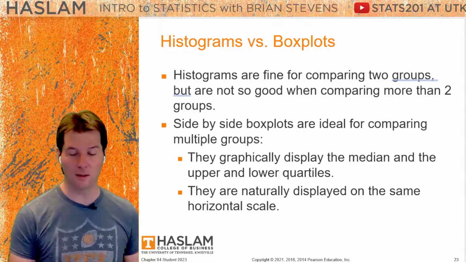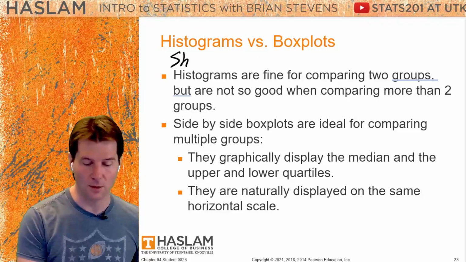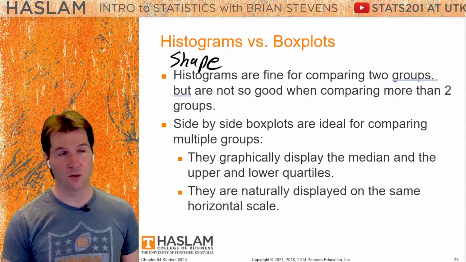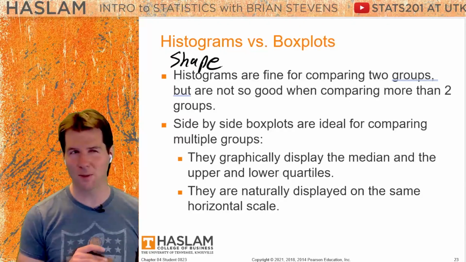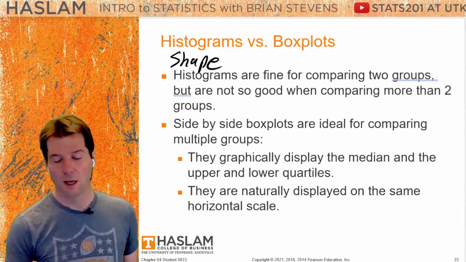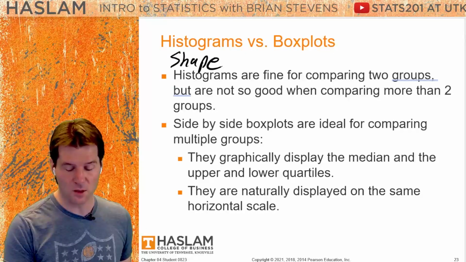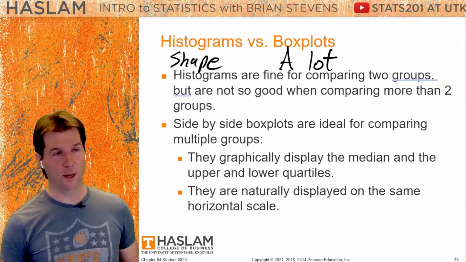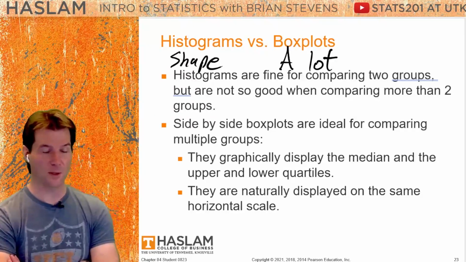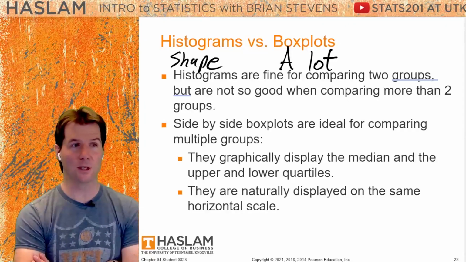Histograms give you a better idea of shape. So if you want to use a graphic that lets you see the shape the best, it's going to be a histogram. Box plots kind of hide some of the features. And then if you have box plots, you can just display a lot of them. So box plots are really good for comparison. That's my biggest tip right there. Side-by-side box plots, really good for comparing things.